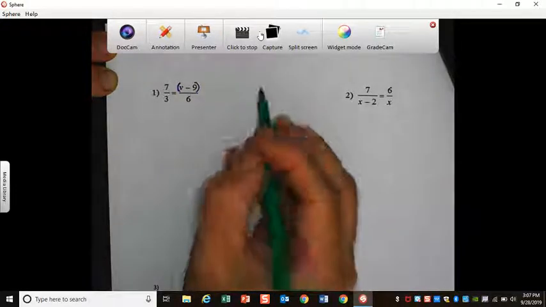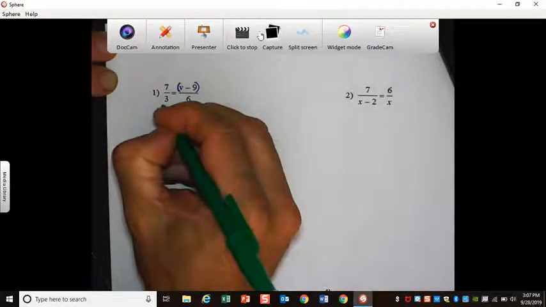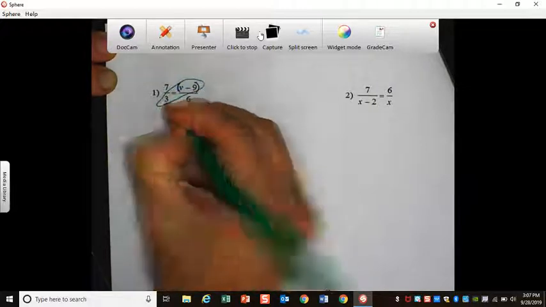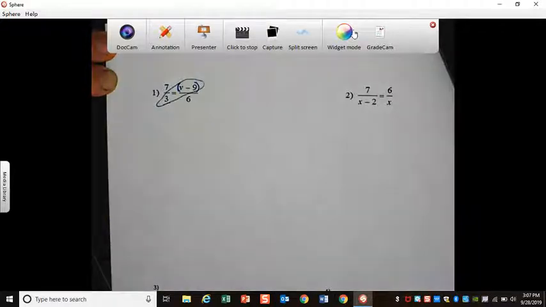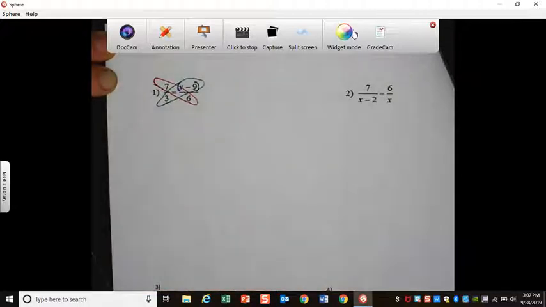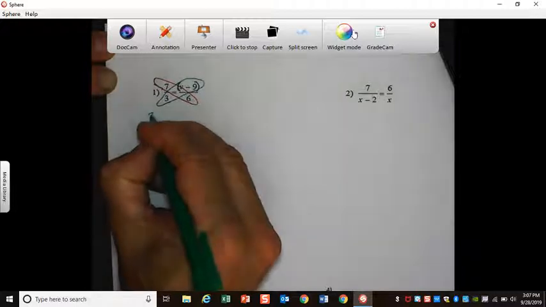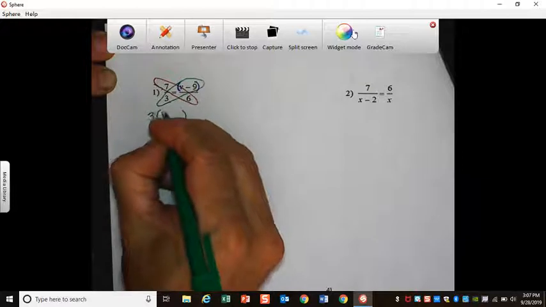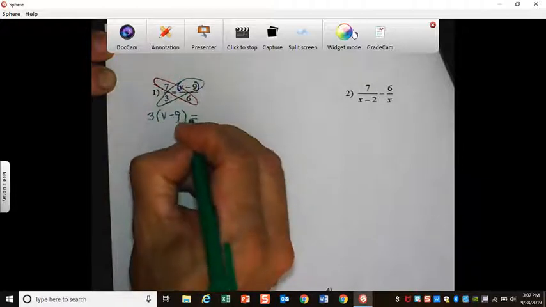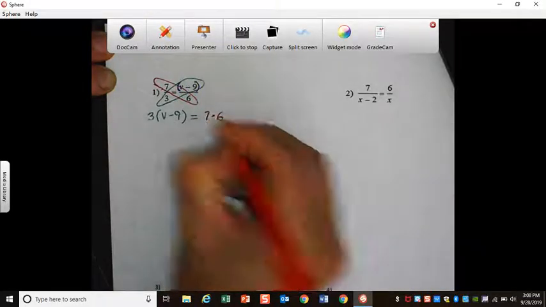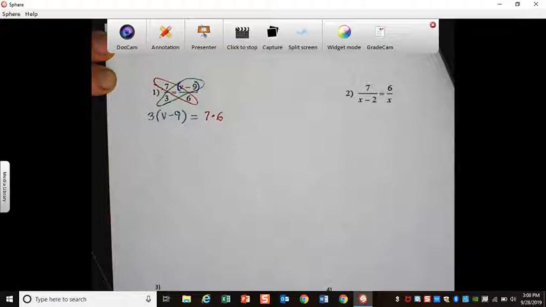Then we're going to do our cross multiplication. In green, I'm going to multiply 3 times what's in those parentheses, v minus 9, and then 7 times 6 in red. That's our butterfly. So I'm going to start with my 3, and I'm going to rewrite the problem. 3 times what's in those parentheses, v minus 9, equals, and then in red, 7 times 6. So that's my cross multiplication.